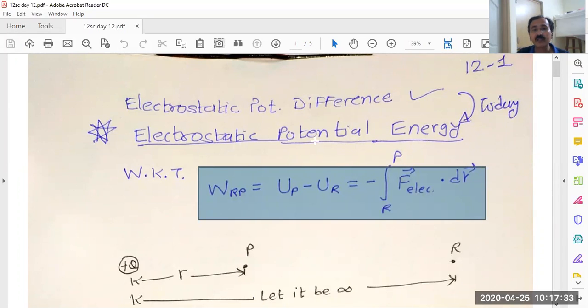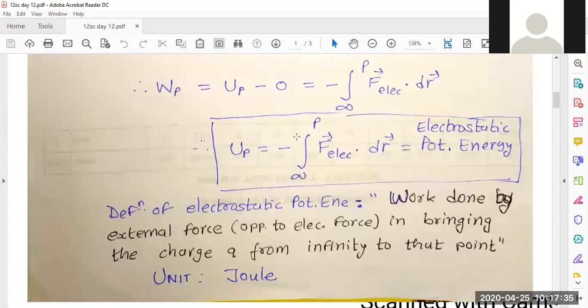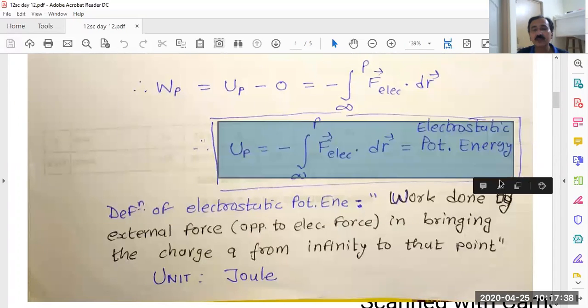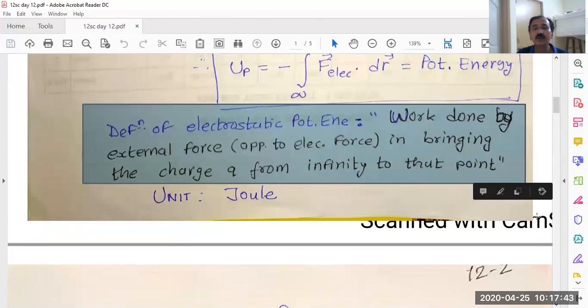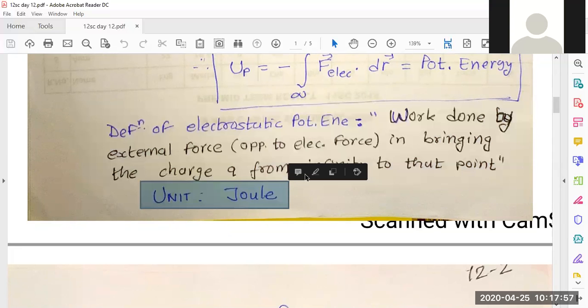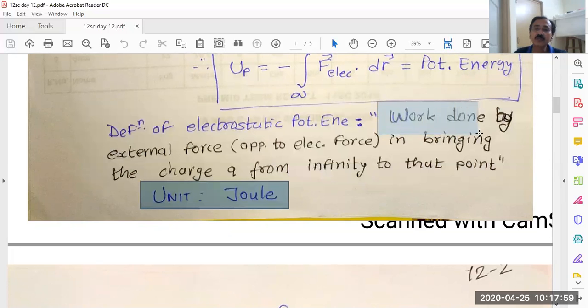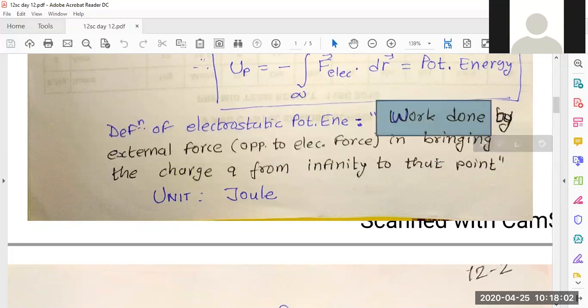Okay, and this, what we have derived now, is just potential energy, and you can verbalize it like this: work done by external force, opposite to the electric force, in bringing the charge Q from infinity to the given point. Unit is joule. Work done, so the unit has to be joule. Is it fine? Yes, sir. Okay.